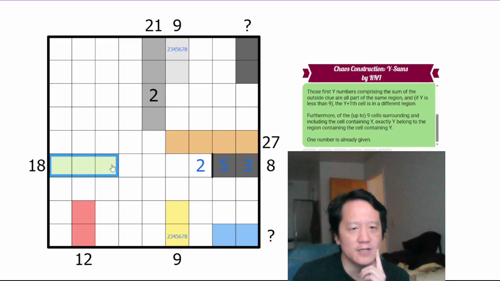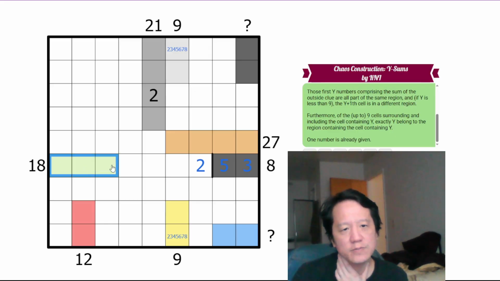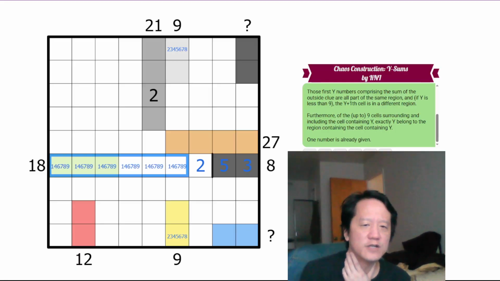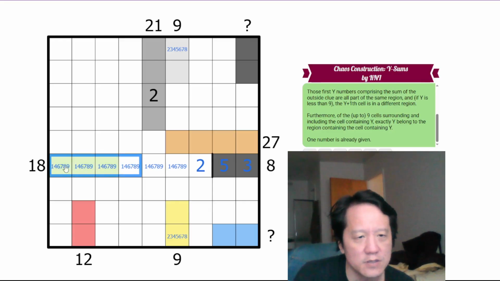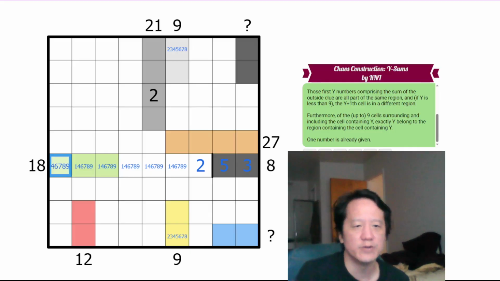So we have at least 3 digits adding up to 18. That could work with 9 being there and then 3. The rest of this row is 1, 4, 6, 7, 8, and 9. Can we have 4 digits adding up to 18 is the question. Obviously, this can't be 1 here.